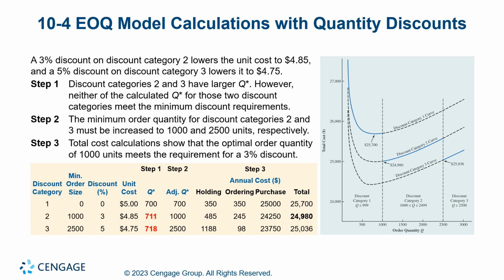Comparing all this, the one that minimizes the total cost is the 1,000 units, where the total cost is much less than if you just buy the 700 units. So of course, in this case, you would choose to buy 1,000 instead of 700.